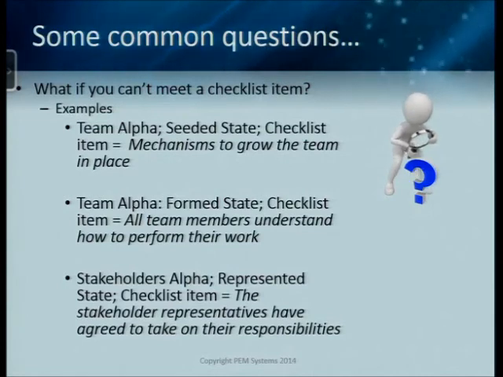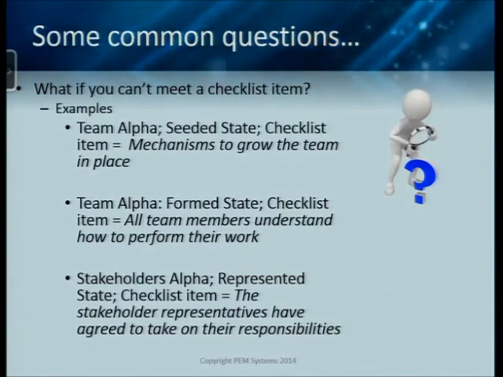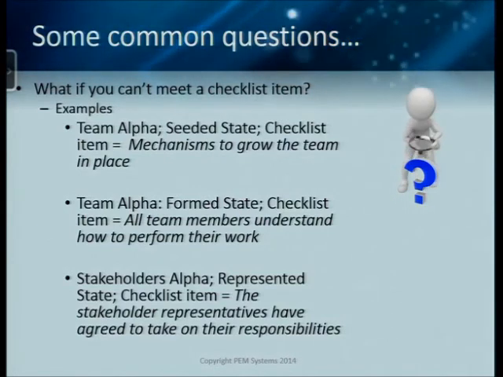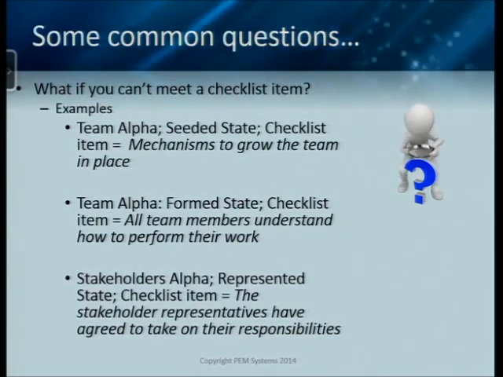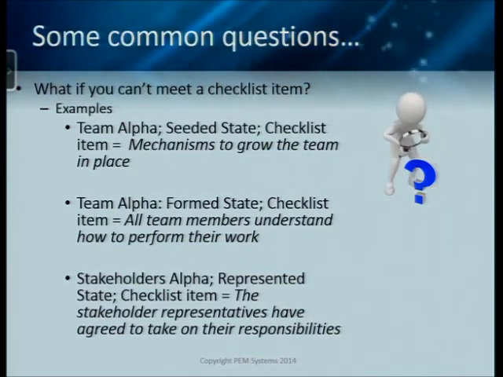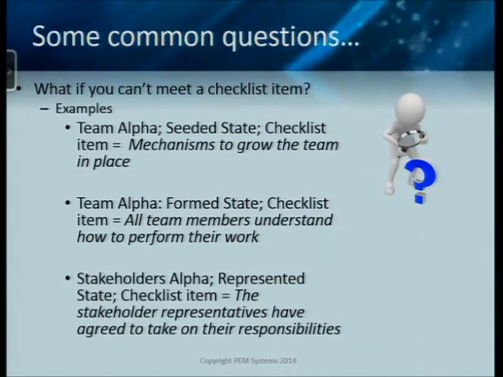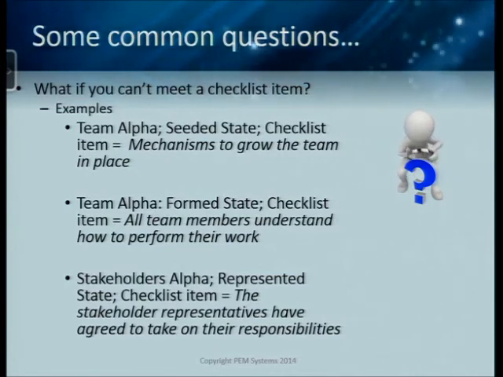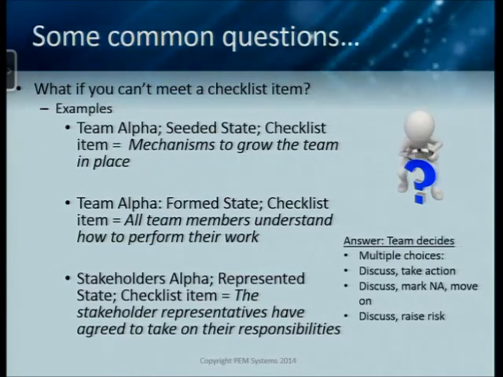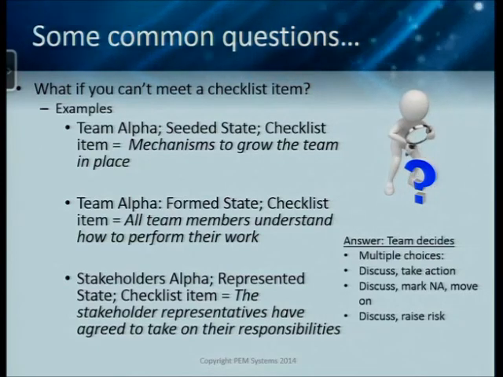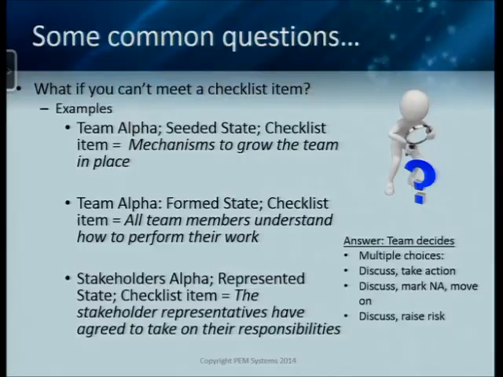Say one of the stakeholder representatives hasn't taken on their responsibilities. What if they don't? The team has the discussion: how important is this stakeholder? If it's an important stakeholder and they're not coming to the right meetings, and it's a critical stakeholder, you need to do something. If it's a bit player and he's not really going to affect the real outcome, then you move on. Again, we're giving the team the power to make the decision in context. These are some common questions. You have multiple choices on how you can address the answers. You discuss it, you take an action, or you discuss it and say it's not applicable to us, or you raise a risk. That's the way the team is intended to use this.